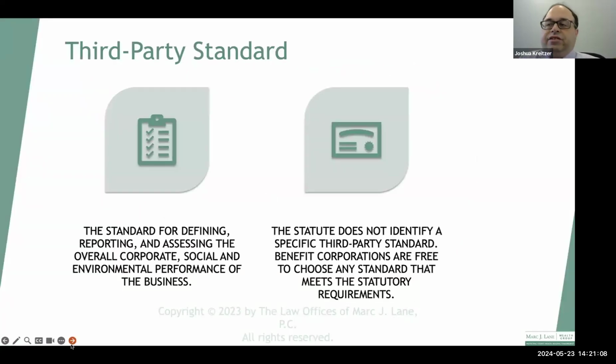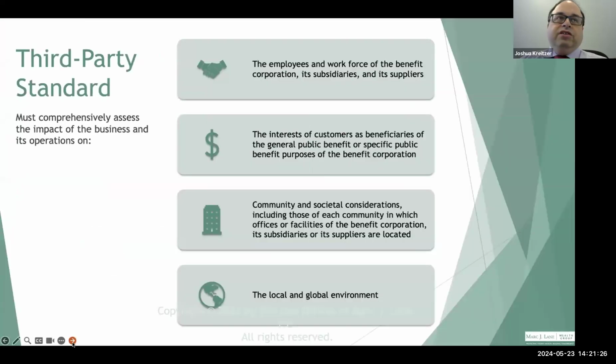A third-party standard is a standard for defining, reporting, and assessing the overall corporate, social, and environmental performance of a business. The statute does not identify a specific third-party standard. Benefit corporations are free to use any standard that meets the statutory requirements. And flexibility is a key feature of the third-party standard.